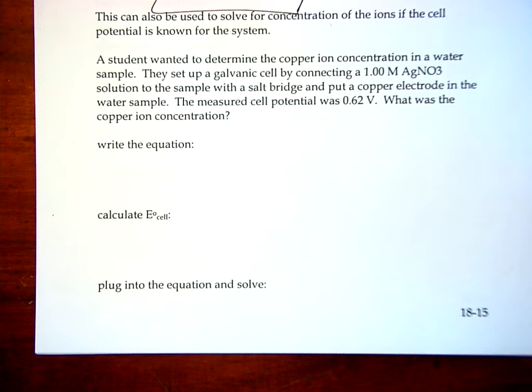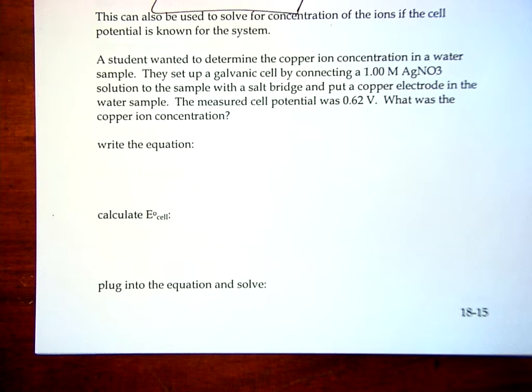We just looked at two examples where we actually calculated the cell potential if we knew what the concentrations were. But a more practical application of how this gets used is to take materials and actually measure the cell voltage and then determine the concentration. So this is a typical sort of problem. A student wanted to determine the copper ion concentration in a water sample.